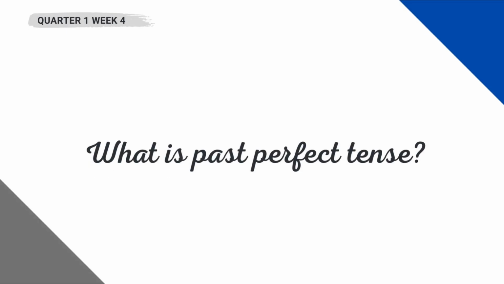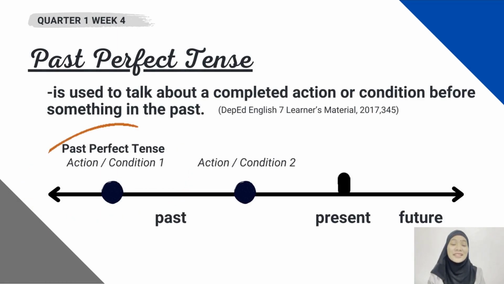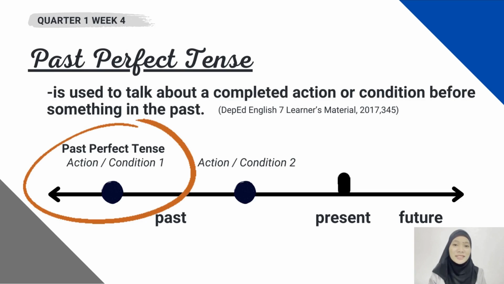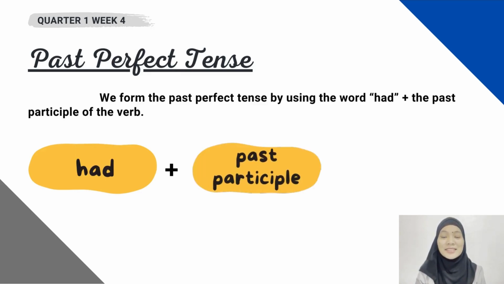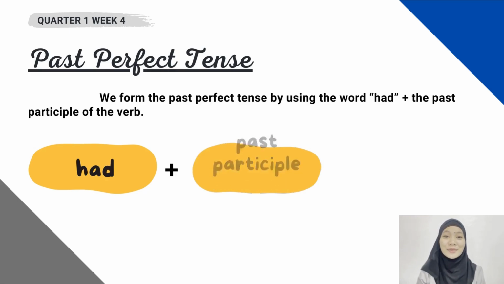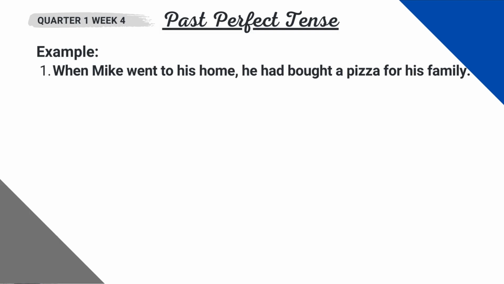The second tense that we are about to discuss today is the past perfect tense. Past perfect tense is used to talk about a completed action or condition before something in the past. This means that there is another action that happened before the completed action. We form the past perfect tense by using had plus the past participle of the verb. Let us examine the first example sentence.